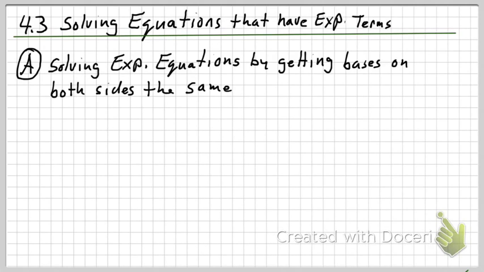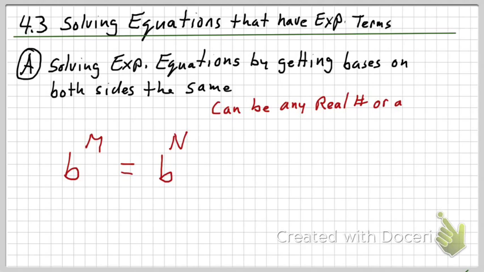And this is the key to solving equations that have exponents in them. On each side of the equation, I want the bases to match. So this is what I'm looking to achieve. Notice that I have base b, and remember, b can be any real number except 1 or 0. m and n can be any expression, 2x plus 3, 5x minus 4, or just simply x, or a number, any real expression.